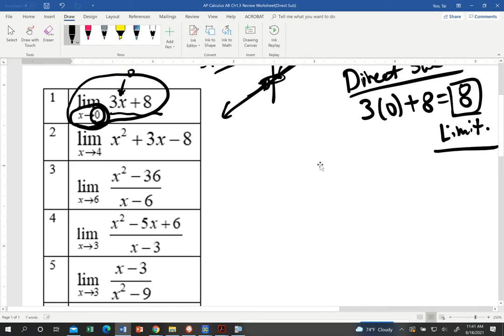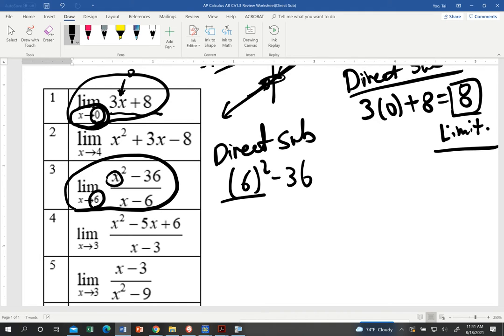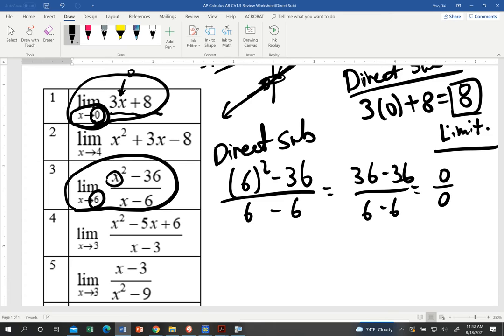Sometimes, if you try to use direct substitution for something like this, you see this number 6, again, just pay attention to me. You don't have to copy anything, all right? If I happen to use direct substitution, do you see this 6? If I directly substitute 6 squared, right, because this is x, minus 36 over 6 minus 6. 6 squared is 36 minus 36 over 6 minus 6. So what is that? 0 over 0. But what is 0 over 0? Anybody know the answer to 0 over 0?